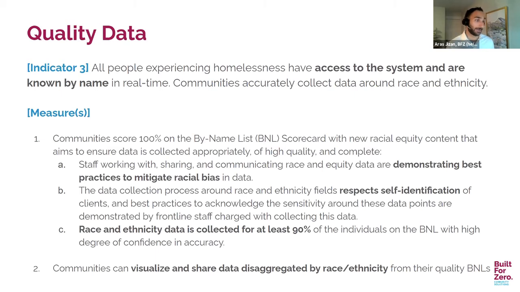But then lastly, thinking about how that data is being collected, and whether or not we have some high degree of confidence in it, and how complete it is. A big aha moment for me was working with a community that had a quality by name list, but the race and especially the ethnicity columns in their by name list were pretty shaky. As we started to look at it, there were a lot of unknowns in there, and that's a flag about data collection. That's a conversation and an opportunity for improvement.